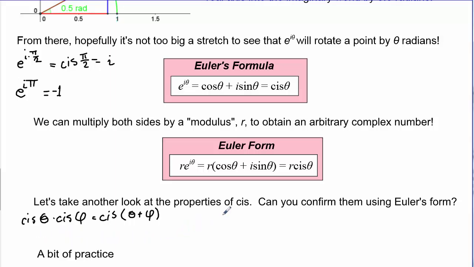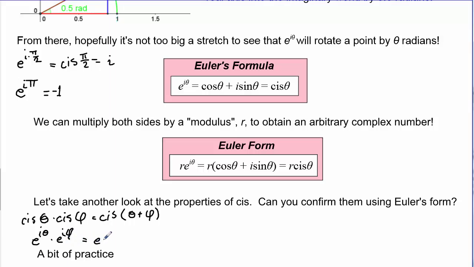Because cis θ, in exponent form, is simply e^(iθ) times e^(iφ), and we're just going to use the rules of exponents. When you multiply powers, you add their exponents.